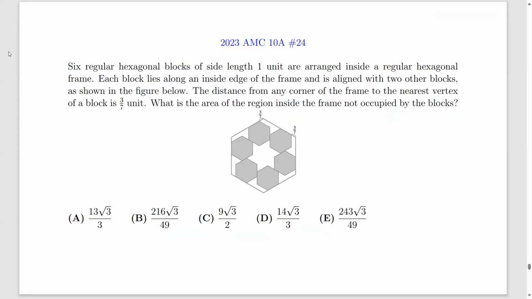6 regular hexagonal blocks of side length 1 unit are arranged inside a regular hexagonal frame. Each block lies along an inside edge of the frame and is aligned with 2 other blocks as shown in the figure below. The distance from any corner of the frame to the nearest vertex of a block is 3/7 of a unit. What is the area of the region inside the frame not occupied by the blocks?